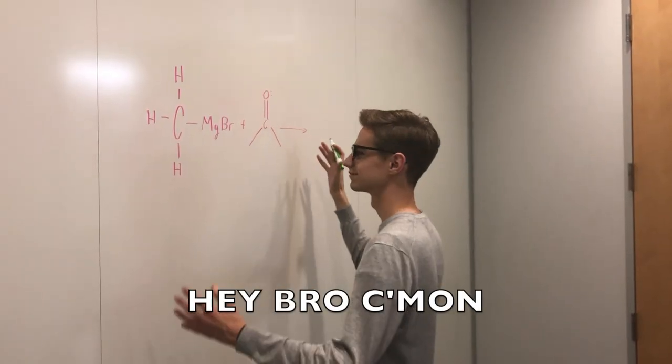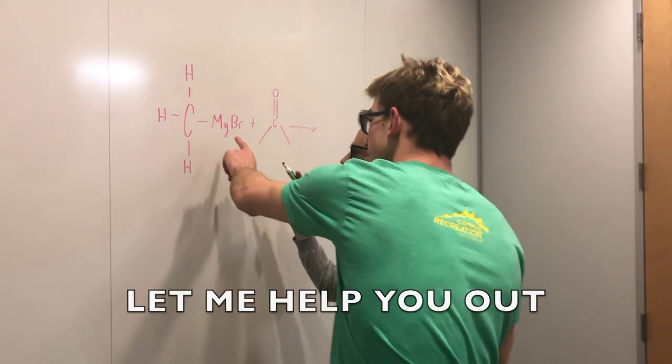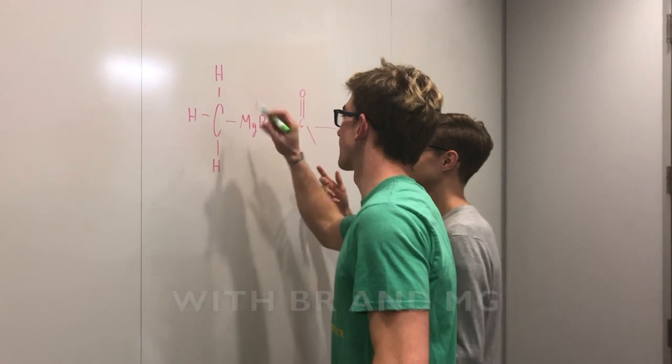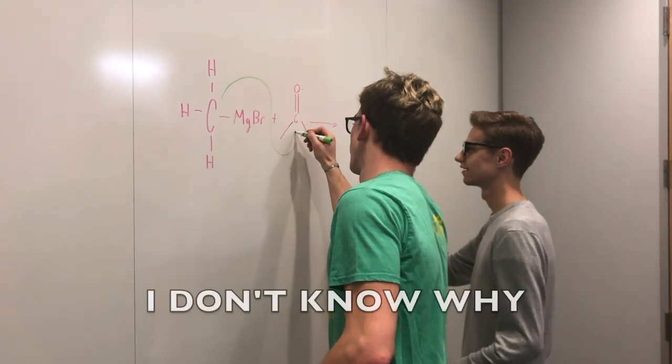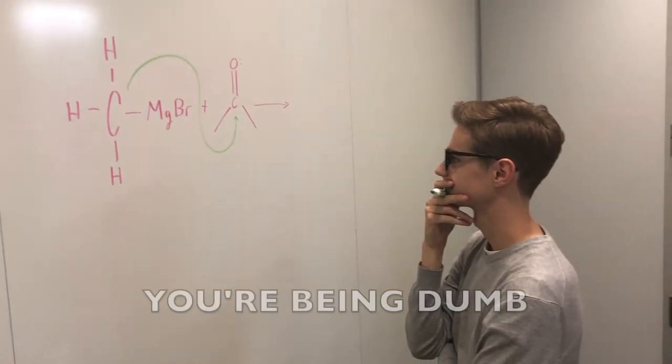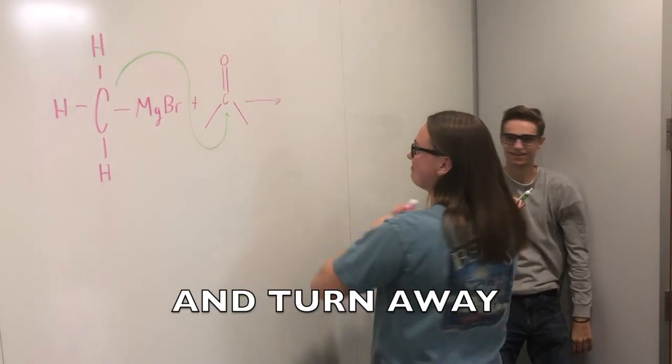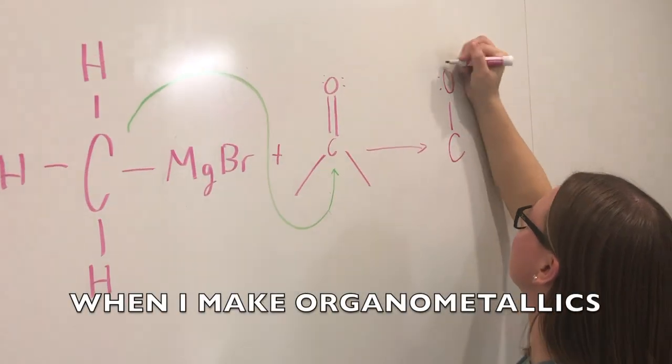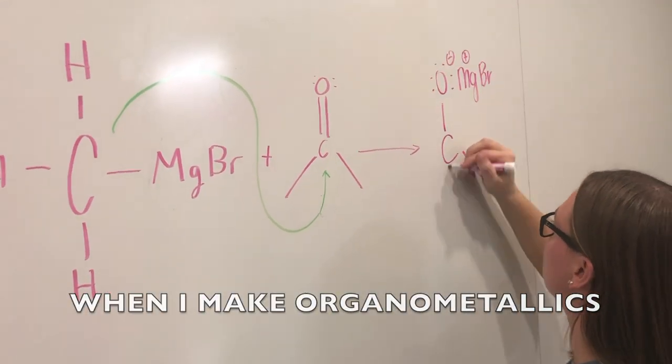Hey bro, come on, let me help you out. With Br and Mg, you can add a C. I don't know why you're being dumb and turn away when I make organometallics.